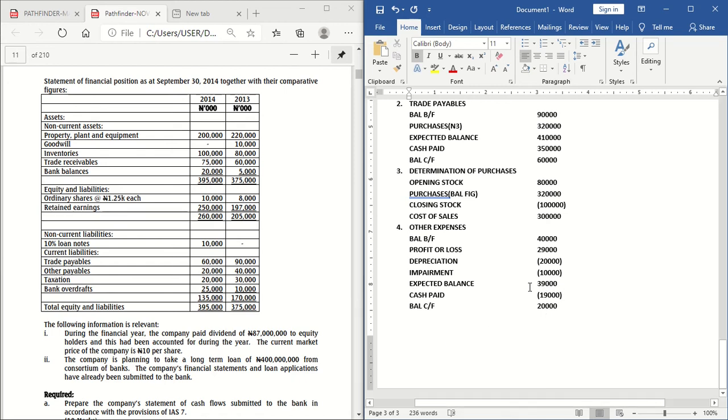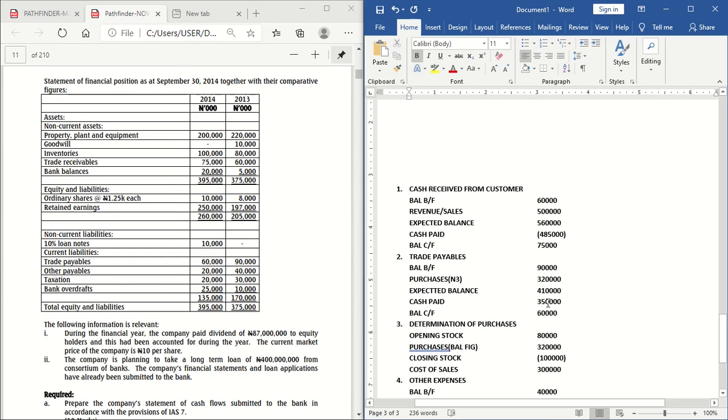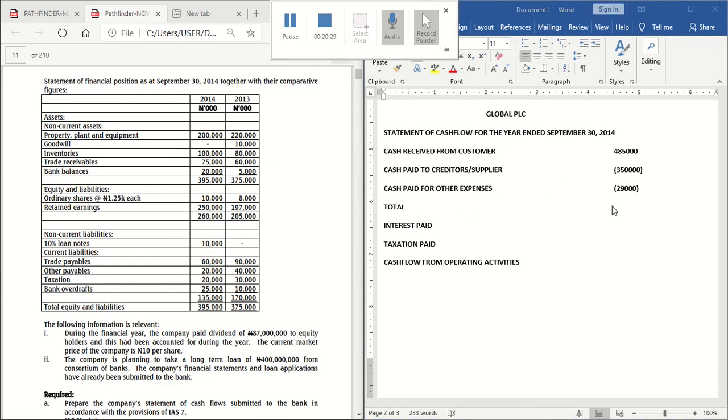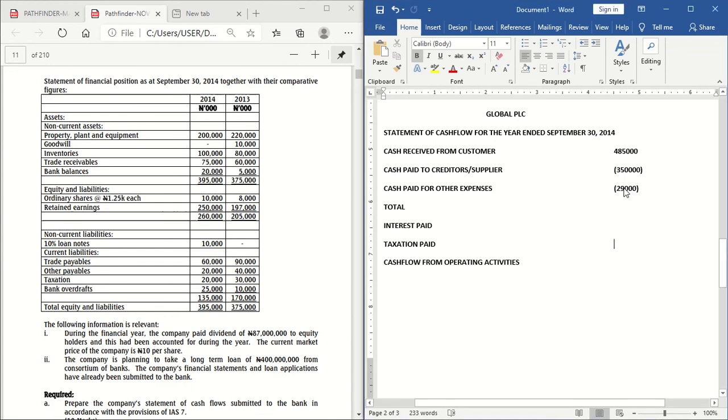So I was owing 39,000. By the end of the day, they told me that I'm owing 20,000. It means that I have paid a cash of 19,000. So in that case, I will come here under my cash paid for other expenses as determined by us. That is 19,000. So very easy and straight.